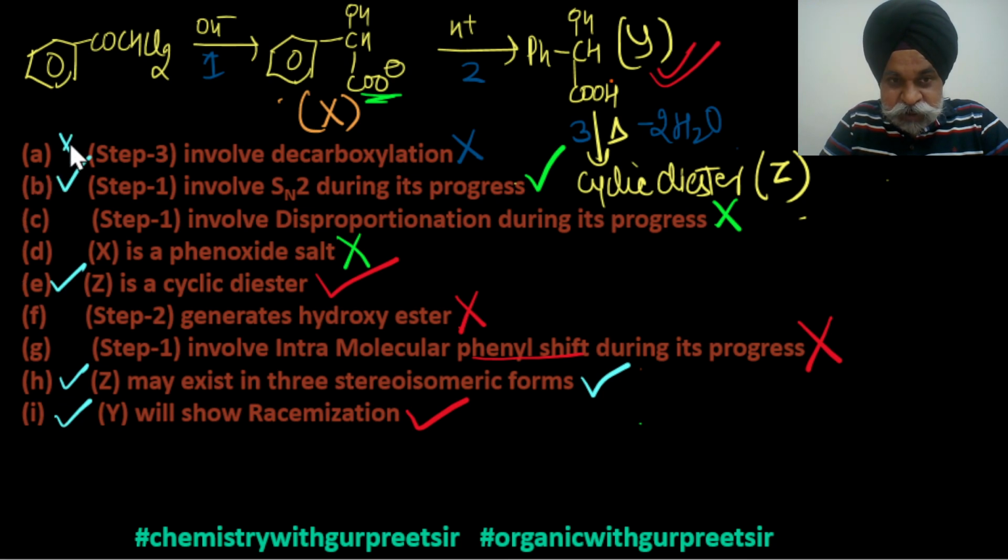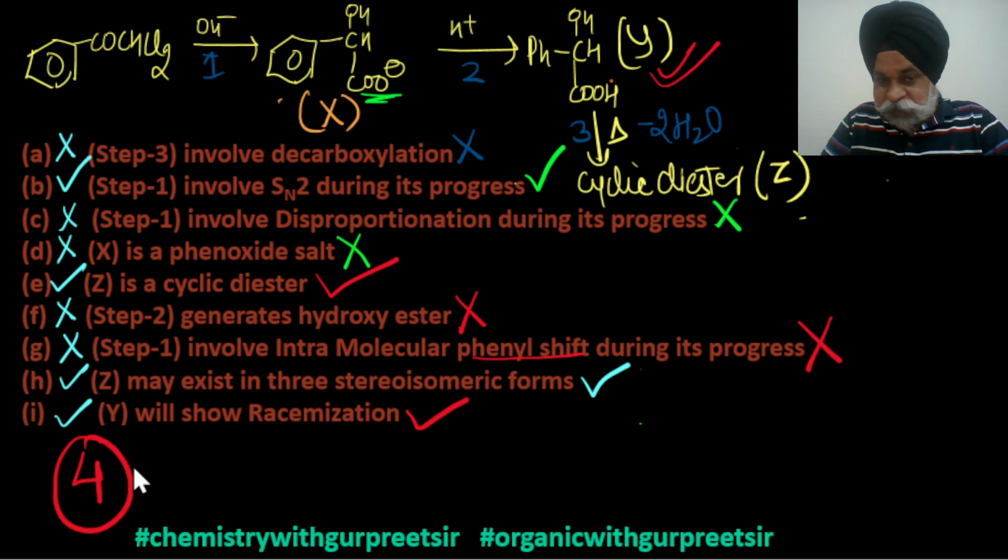First, decarboxylation is not happening. Disproportionation cannot be said. Phenoxide is not being formed as a salt, and hydroxy ester is also not formed. There is no phenyl shift. It is hydride shift. So in totality, the number of correct answers for this question is 4. So 4 would be the right answer for this question.